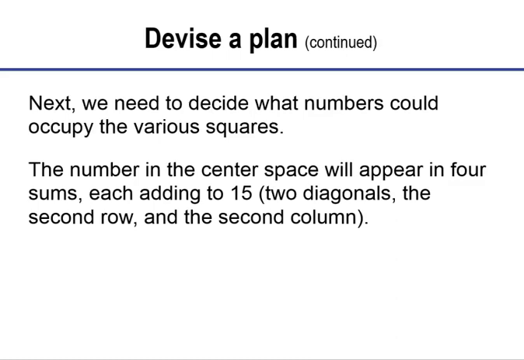We need to decide what numbers could occupy the various squares. Well, we know that, right? 1, 2, 3, 4, 5, 6, 7, 8, 9. You don't repeat any of them. But the number in the center space will appear in 4 sums, each adding to 15, 2 diagonals, the second row and the second column. Wow, wait, what? Okay, so let's talk about this.